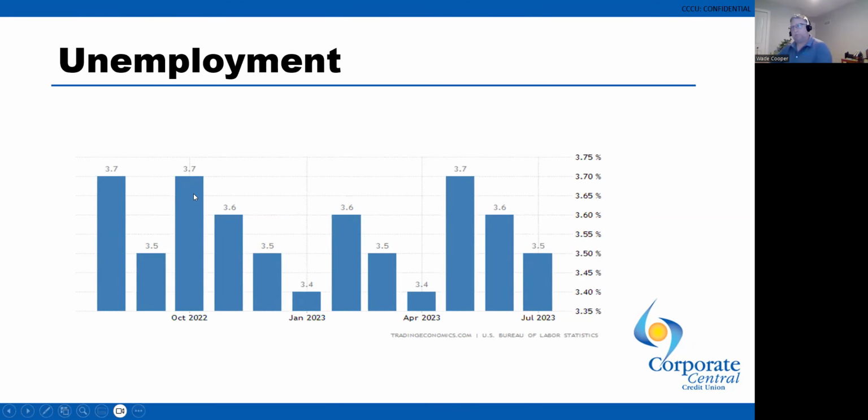Unemployment, the other part of the dual mandate. Throughout all of this, we never hit 4%. Their mandate is about 4.1% that they want to keep it under. And we're sitting at 3. We never went above 3.7.